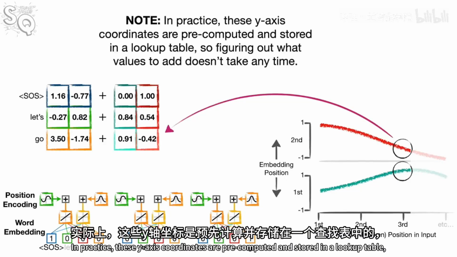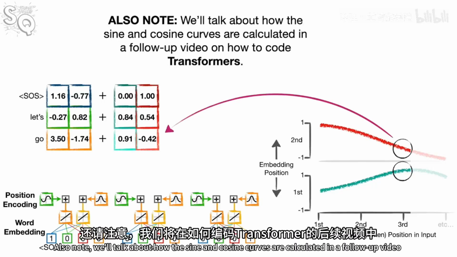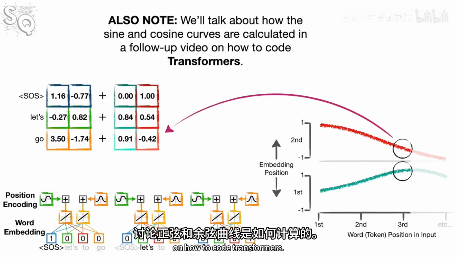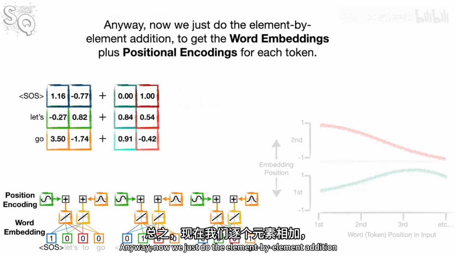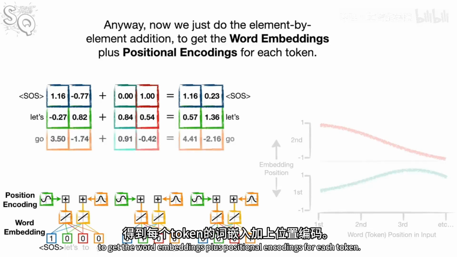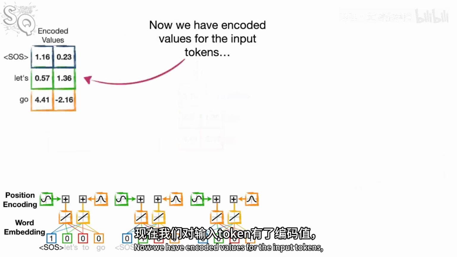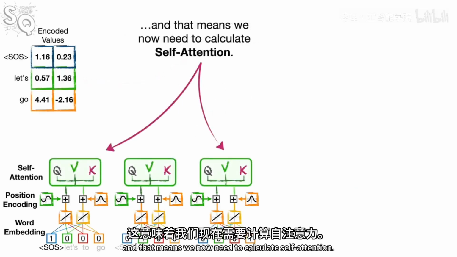Note, in practice, these y-axis coordinates are pre-computed and stored in a lookup table, so figuring out what values to add doesn't take any time. Also note, we'll talk about how the sine and cosine curves are calculated in a follow-up video on how to code transformers. Anyway, now we just do the element-by-element addition to get the word embeddings plus positional encodings for each token. Now we have encoded values for the input tokens, and that means we now need to calculate self-attention.